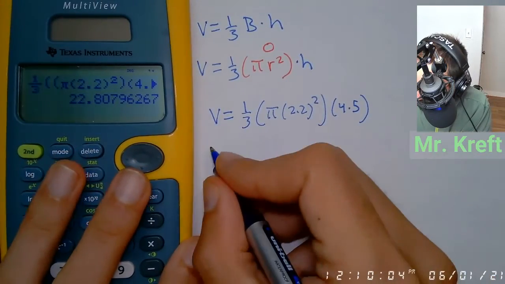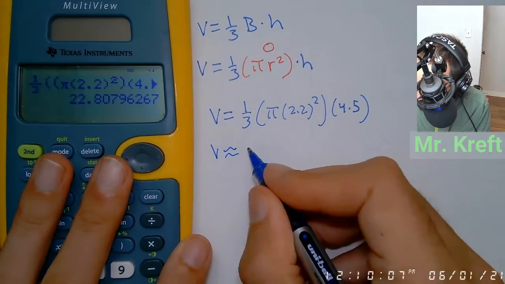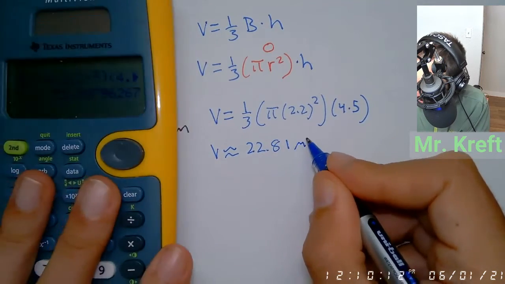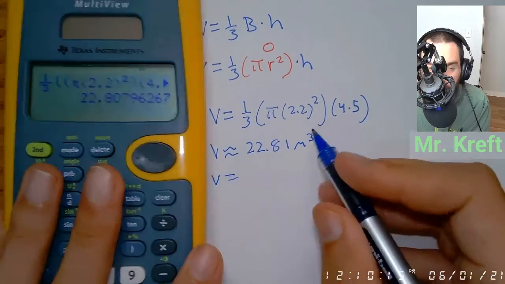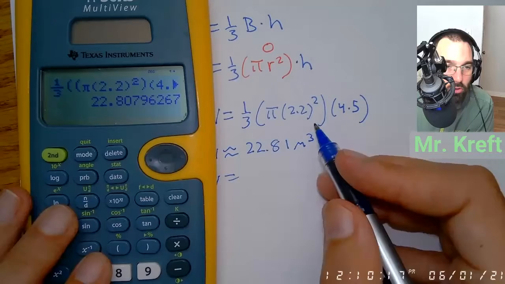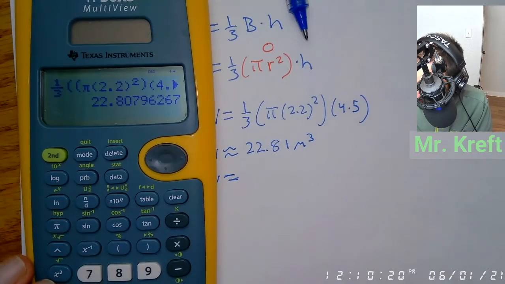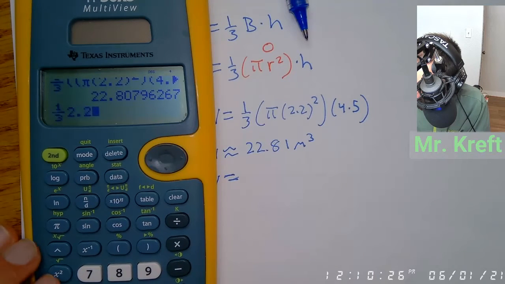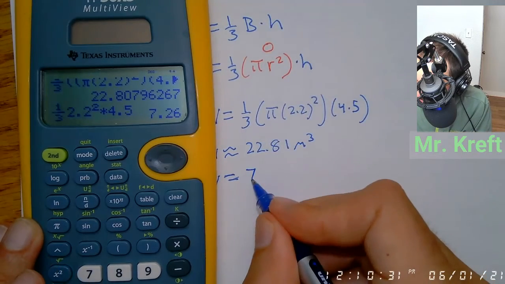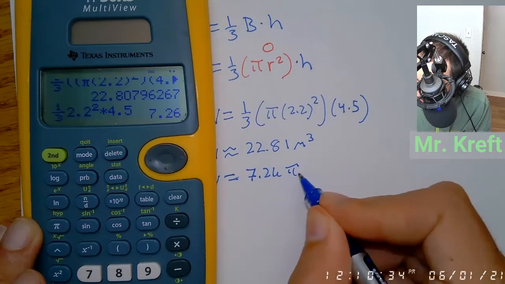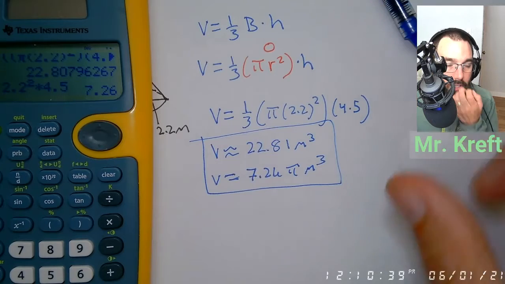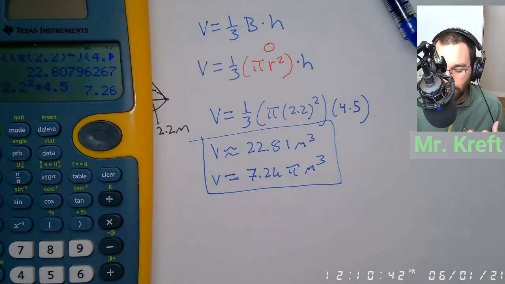And since we have a pi in it, we're going to have to round. So my volume is approximately 22.81 meters cubed. Now, if I wanted to do an exact, you just leave pi out of it. So you could just leave pi out of it and go 1/3 times 2.2 squared times 4.5, and we could get 7.26 pi meters cubed. So if you ever want to get an exact, you leave pi out of it and then include it there.